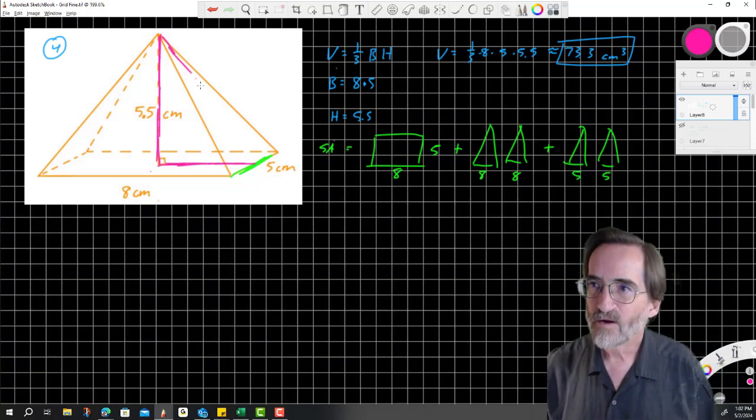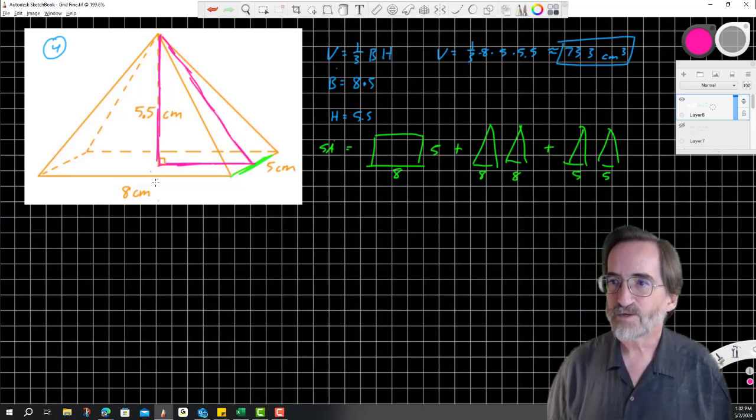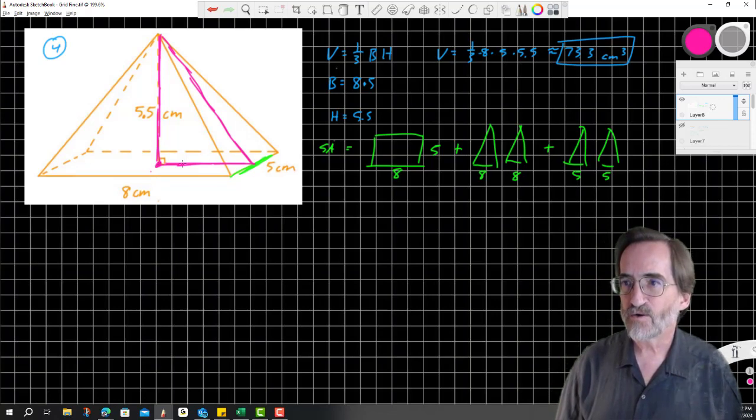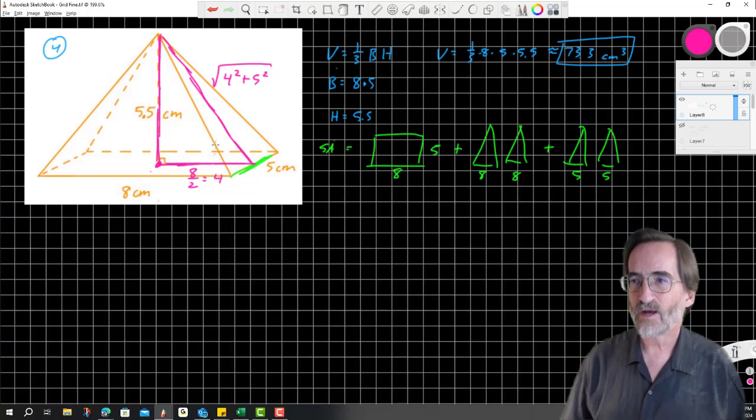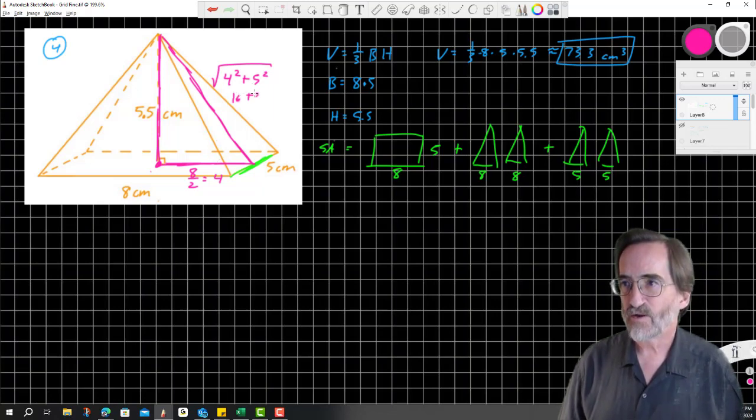Okay, this right triangle. We start from the center and go to the edge along the left to right dimension, so this must be half of 8, or 8 divided by 2, or 4. By the Pythagorean theorem, then, this is the square root of 4 squared plus 5 squared. Okay? Or the square root of 16 plus 25, or the square root of 41.